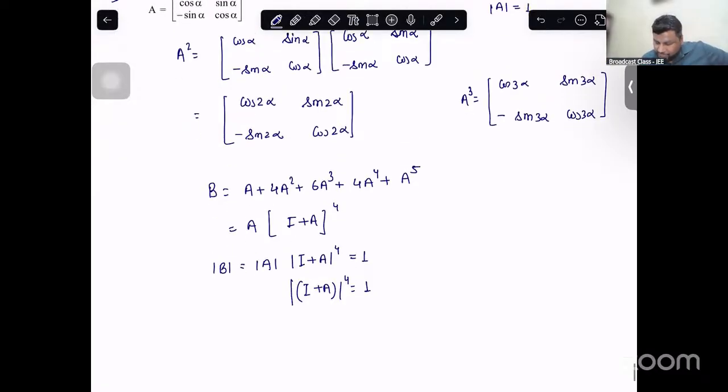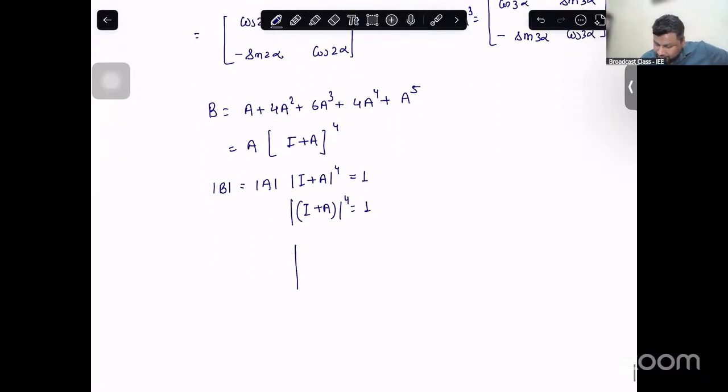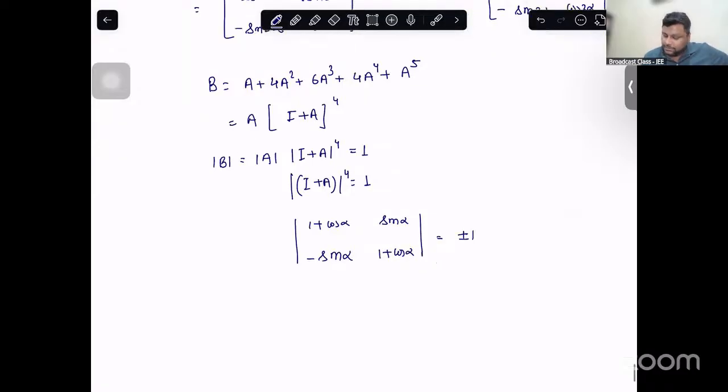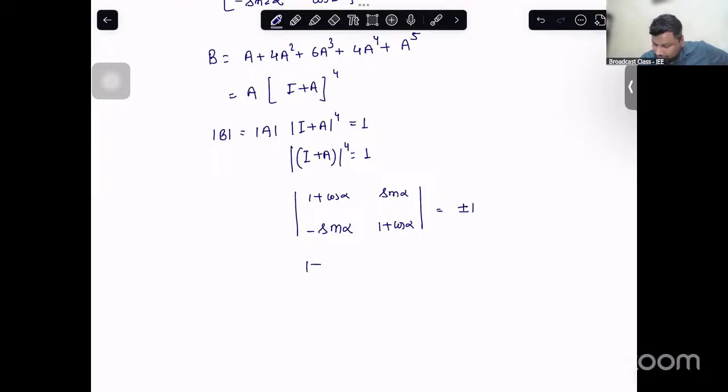I plus A determinant to the power 4 is also going to be 1. Now, if I try to find I plus A, it is 1 plus cos alpha, sin alpha, minus sin alpha, 1 plus cos alpha determinant. This should be equal to plus minus 1. So it is 1 plus cos alpha whole square plus sin square alpha. It should be plus minus 1. Fair enough?